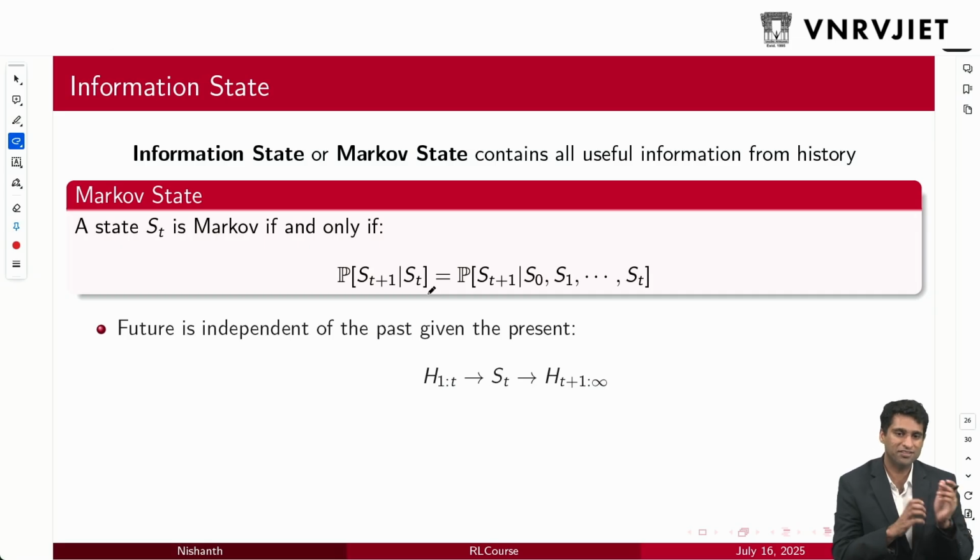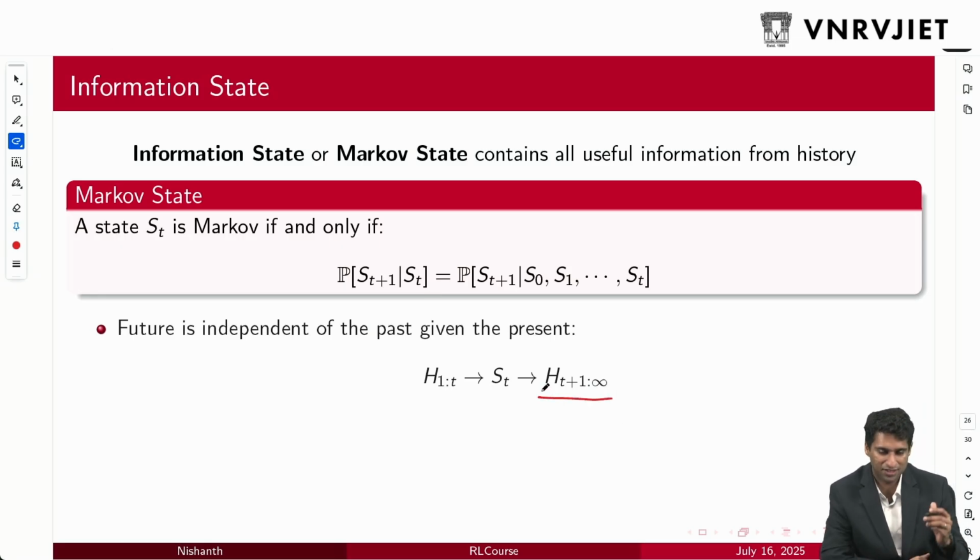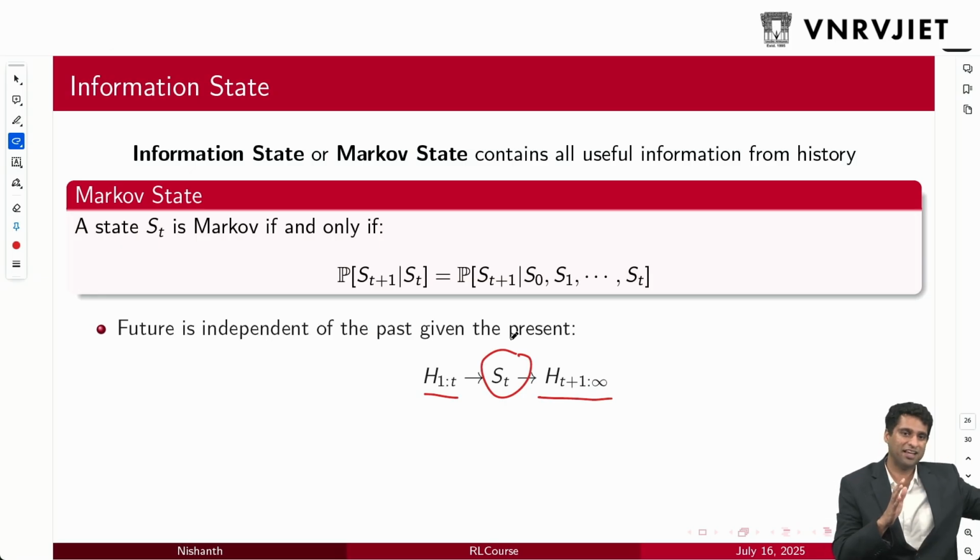What this means is the future, which is the sequence that we will see in the future, is completely independent of the past, which is the sequence of observations received from time 1 to t, given that we have the Markov state St. So this St makes it independent from the entire history.